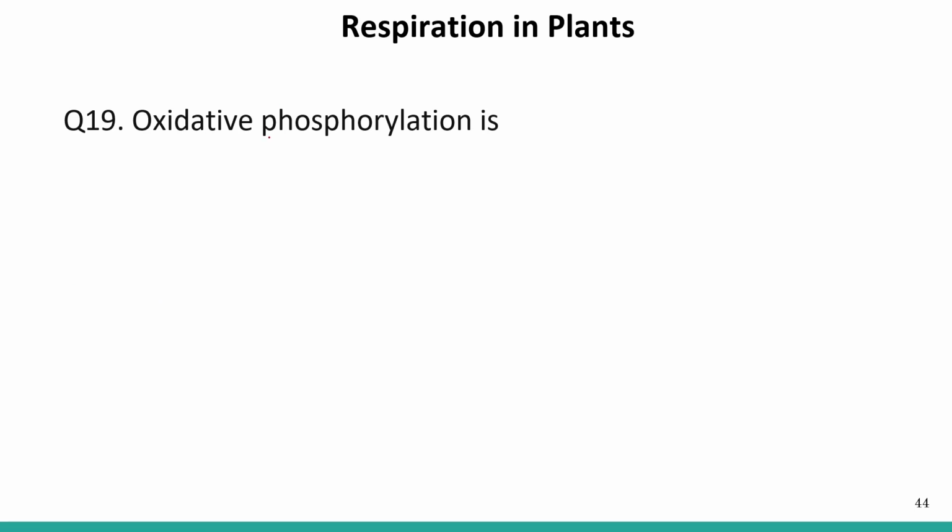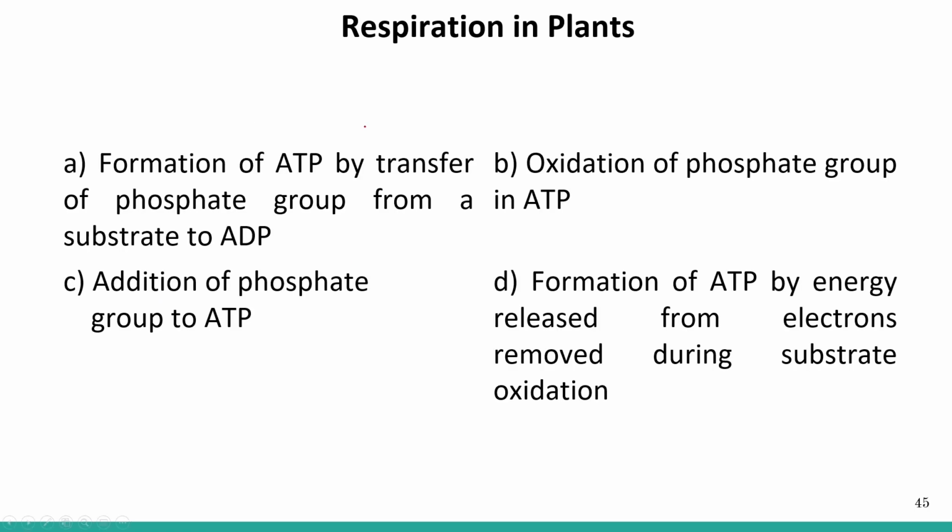The next question is, oxidative phosphorylation is, they are asking. Option first is, formation of ATP by transfer of phosphate group from a substrate to ADP. So this is not true. Next option is, oxidation of phosphate group in ATP. This is also not true. Option C is, addition of phosphate group to ATP. This is also not true. This usually takes place in substrate level phosphorylation. Now option D is, formation of ATP by energy released from electrons removed during the substrate oxidation.